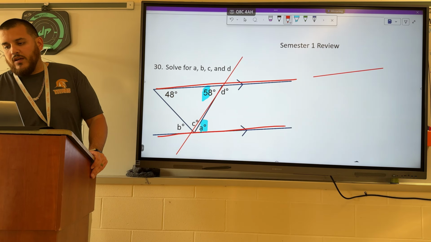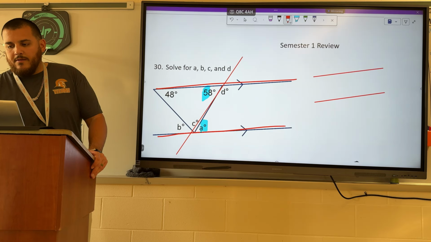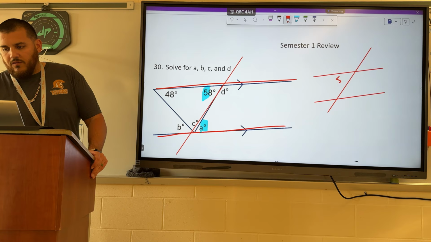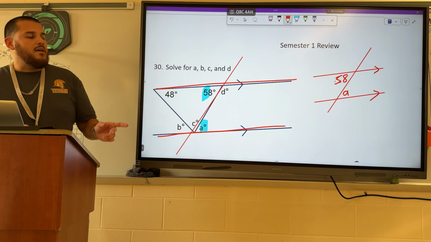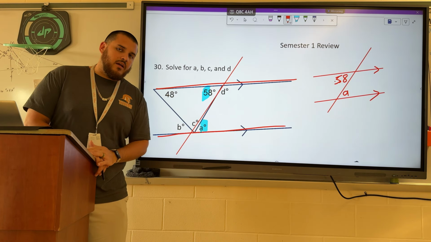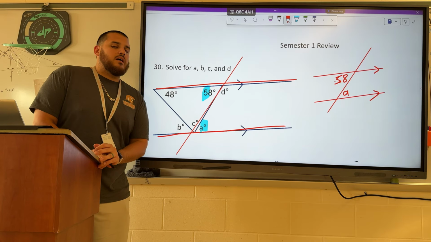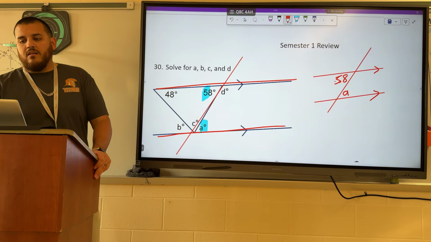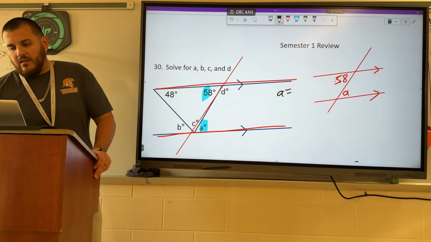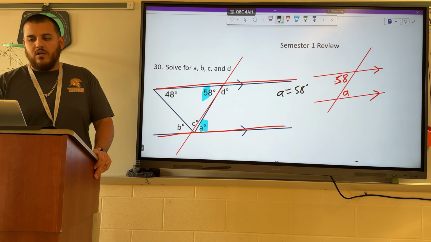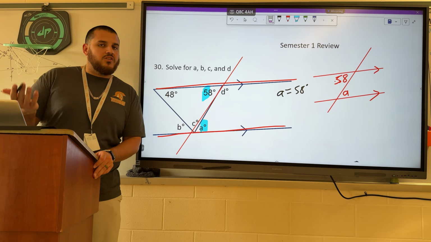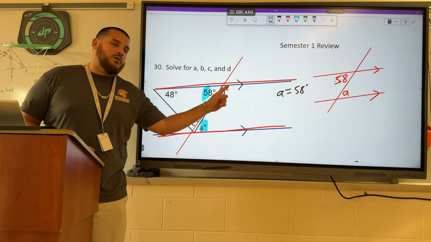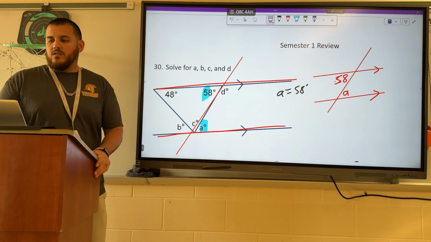I'm going to show you what I've just highlighted here separate so that it sticks out for you. We got 58 here, we got A here on parallel lines. That is alternate interior angles. We learned in Unit 3 that alternate interior angles are congruent when they're on parallel lines. Therefore, A has to equal 58 degrees. So no algebra is required there. It's just recognition of that angle pair on parallel lines being congruent to each other.